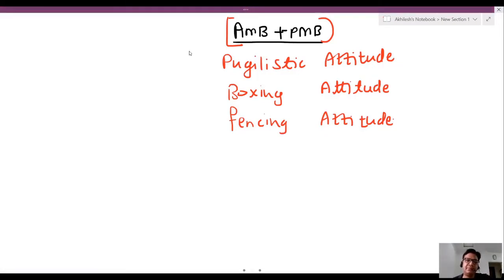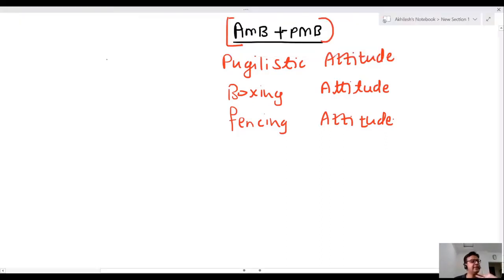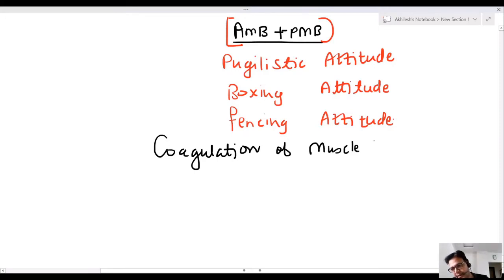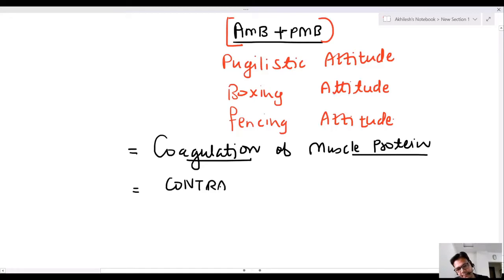What is the mechanism? Your body is burning, it doesn't matter whether it is antemortem burn or postmortem burn. There is coagulation of muscle protein. Due to this coagulation of muscle protein, it causes contraction of muscles. Now the whole body is contracted or shrunk.